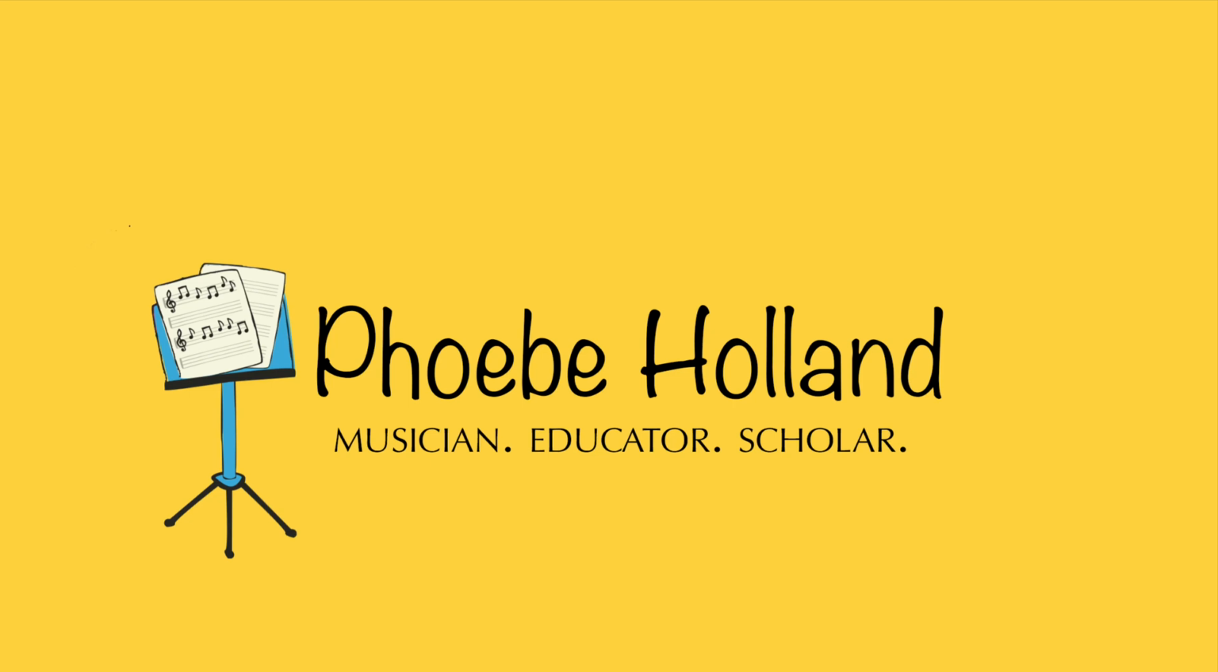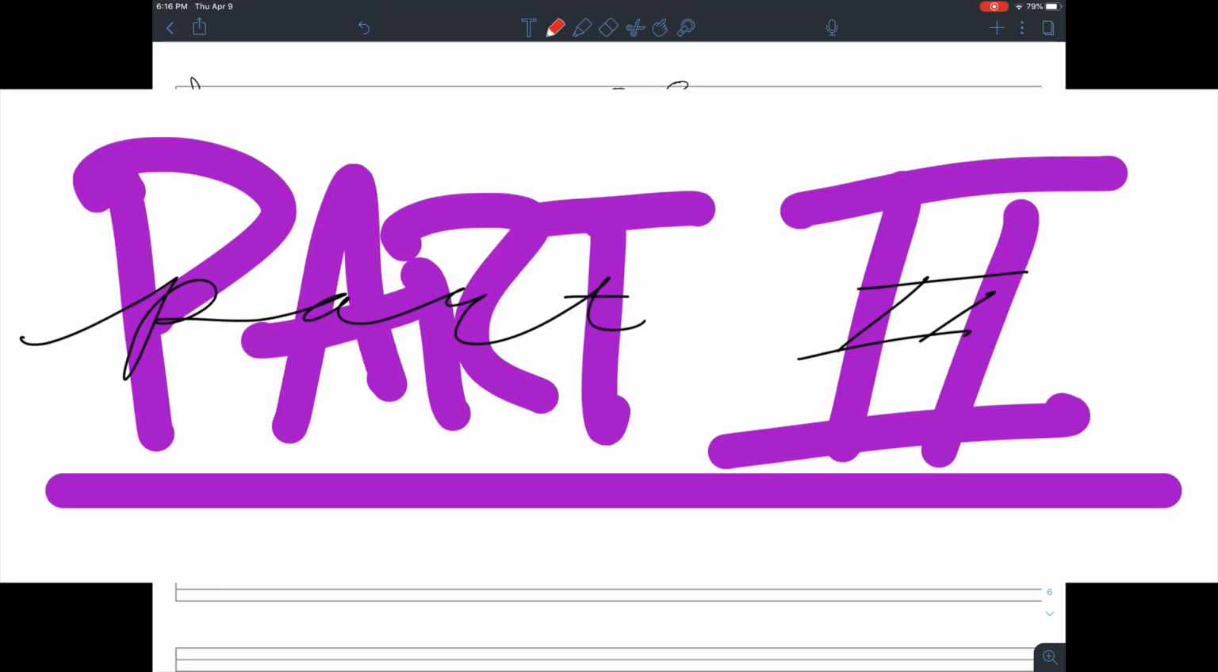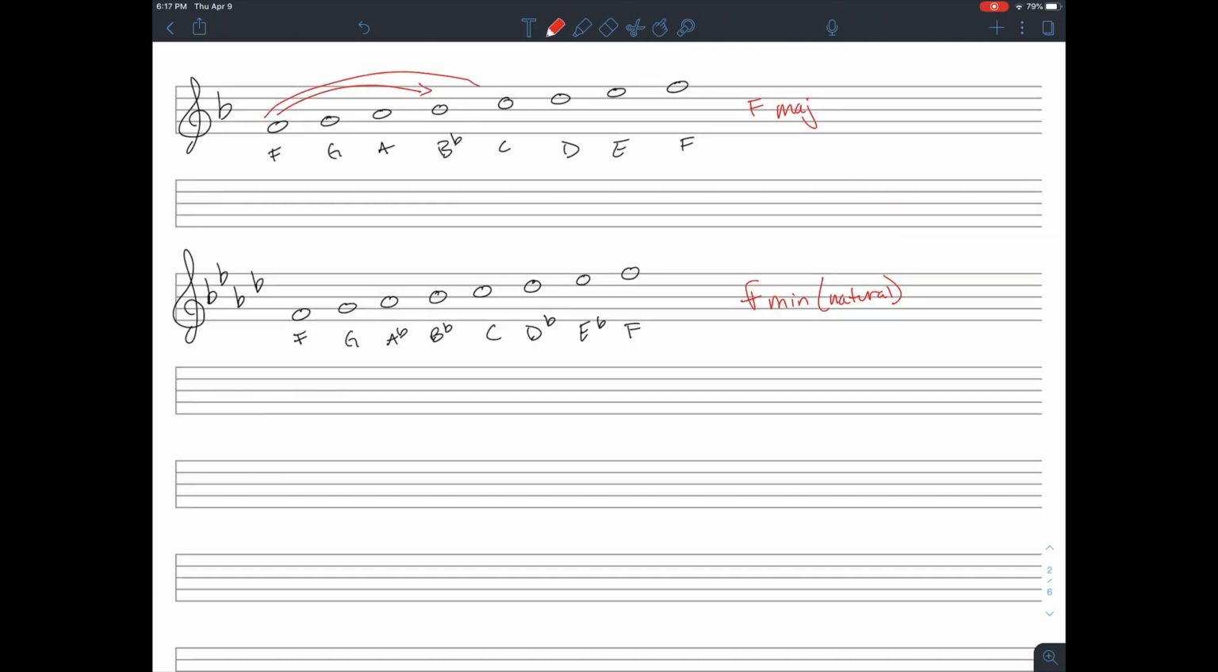Welcome back. Let's continue discussing interval qualities and inversions. Part 2, interval qualities. So we have F to B flat, F to C, and F to F. Now we know that those are a fourth, a fifth, and an octave, because we're counting all of the note names, just like we did for part 1.